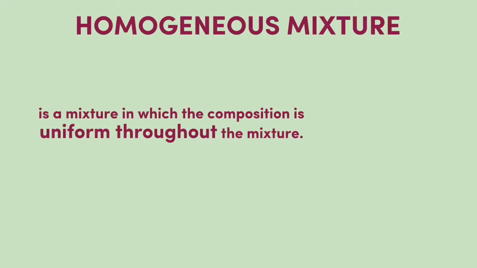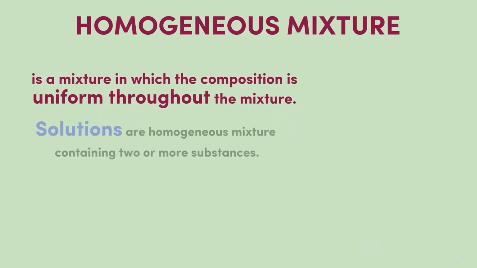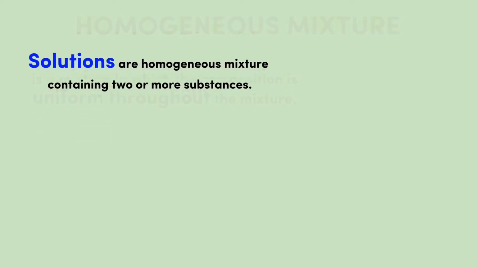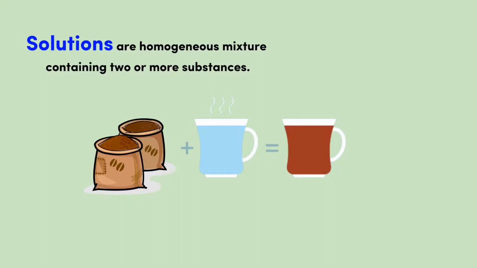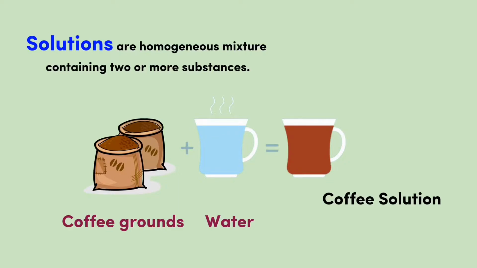A homogeneous mixture, also known as a solution, is a mixture that is the same or uniform throughout. This means that any given sample of the mixture will have the same composition. Solutions are homogeneous mixtures containing two or more substances. For example, coffee. Coffee is a mixture of filtered coffee grounds and water. When the two substances mix together, we get a solution or a homogeneous mixture.